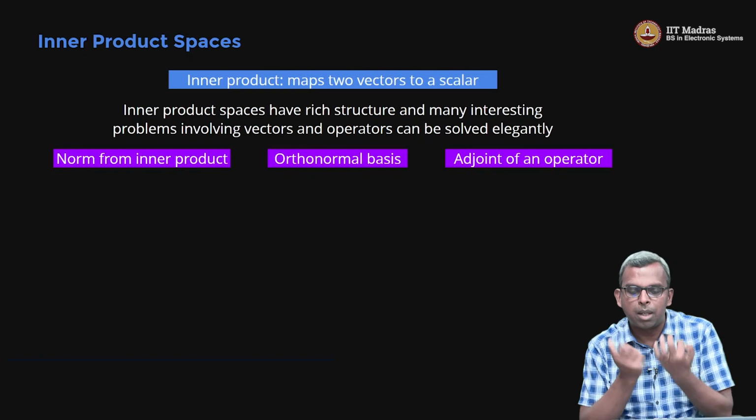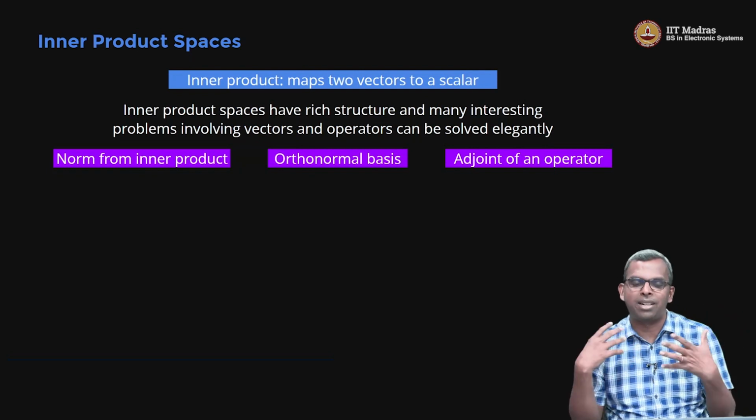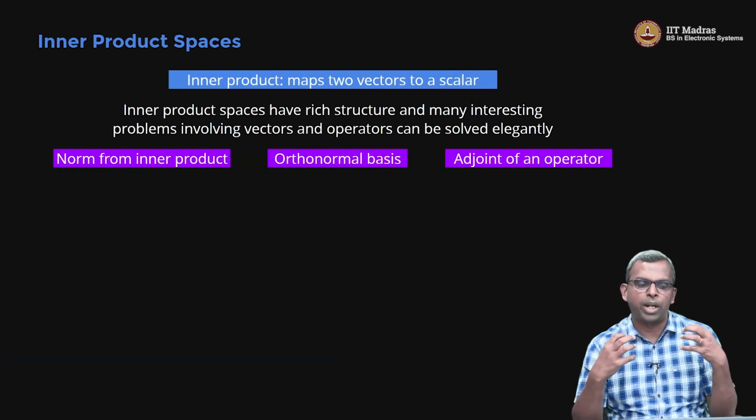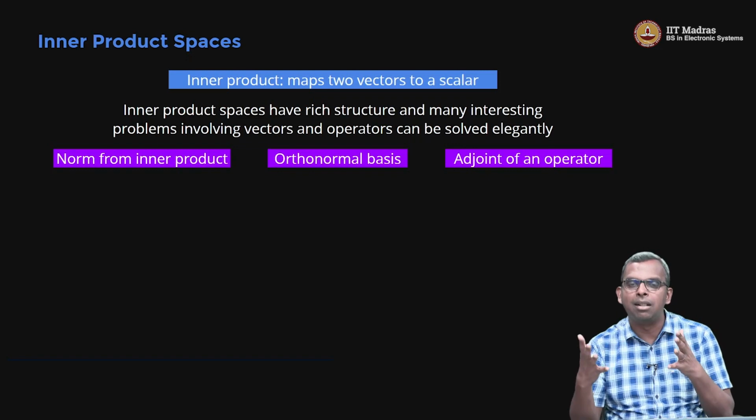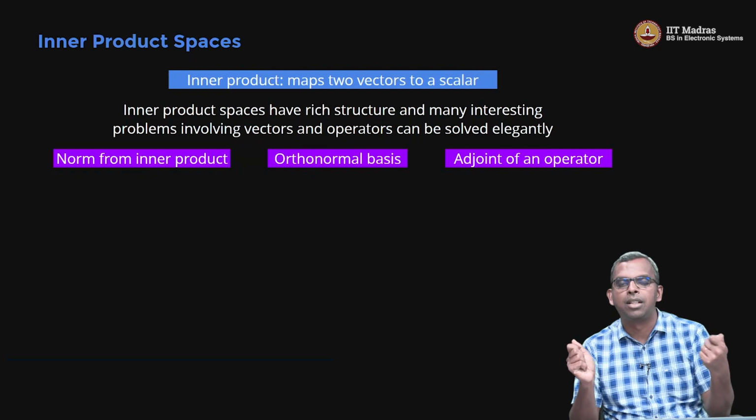Okay, so this inner product ends up providing wonderful structure to this world of bases and operators and everything. Okay, so the first thing you can do is you get this notion of norm and angle from inner product. Distance, you start thinking of distance between two vectors using the norm.